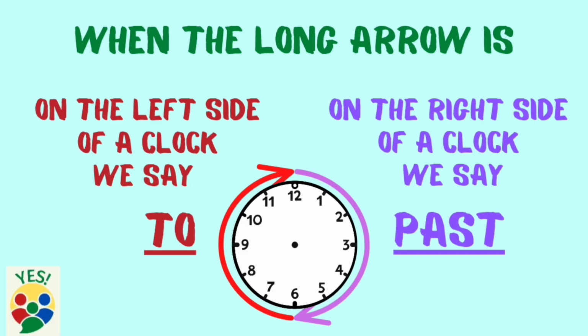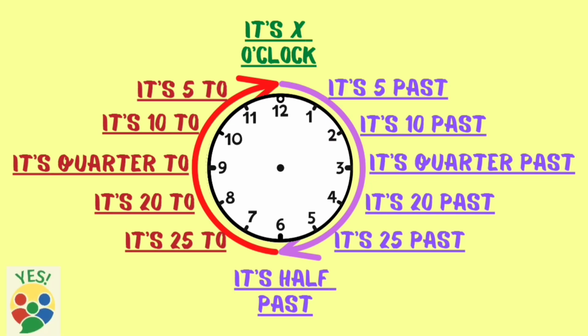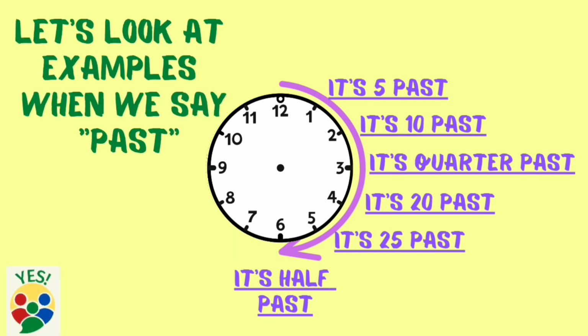When the long arrow is on the left side of a clock, we say to. On the right side of a clock, we say past. Let's look at examples when we say past.